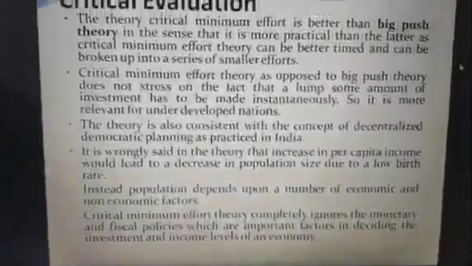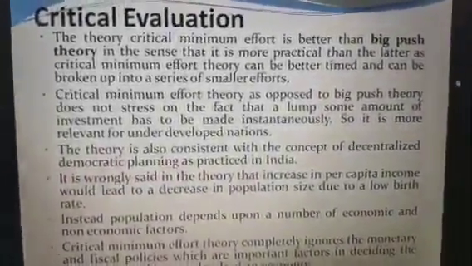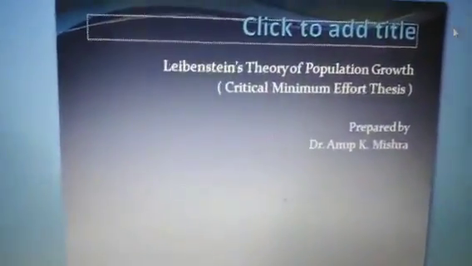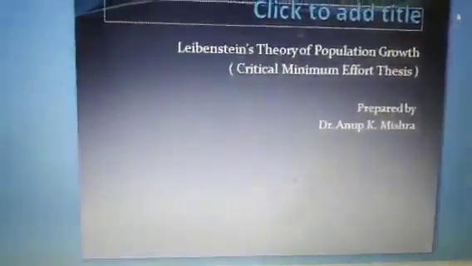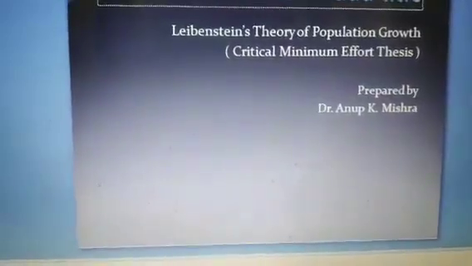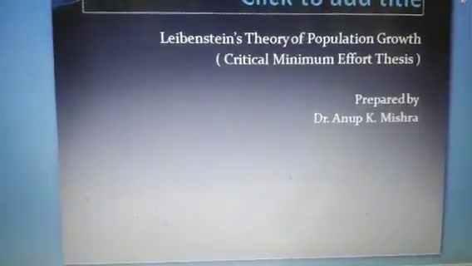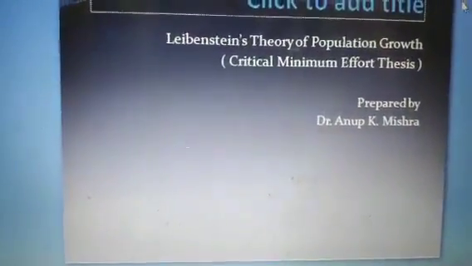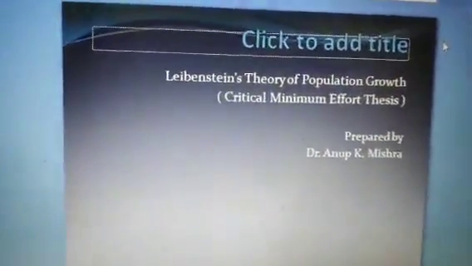So dear students, this is how you have to read the Liebenstein critical minimum effort theory. And there is also another theory which you have to read, called Liebenstein's motivational theory, in which Liebenstein used to say that there should be motivational factors for the decreasing of the population, which Liebenstein says as a consumption utility, a production utility, and a security utility. All this I have already explained in the online class. So you have to compile both theories as one and attempt them in your examination.